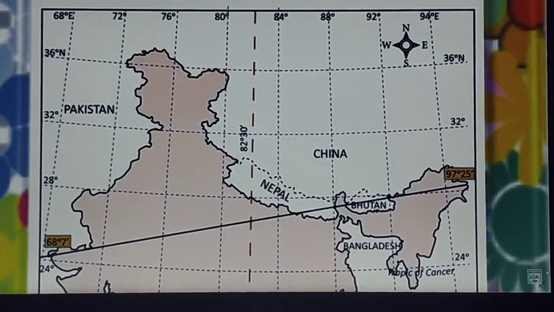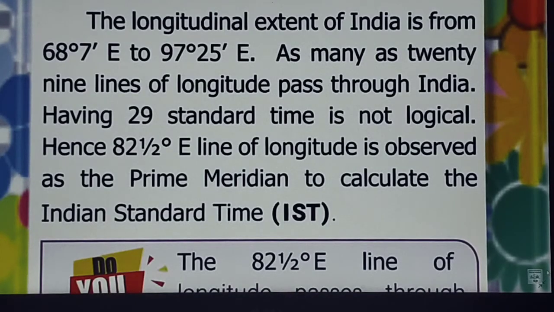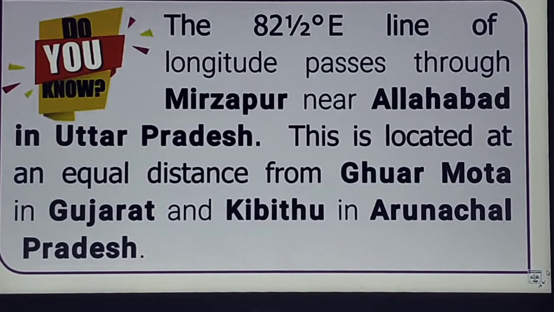Hence, the 82.5 degree east line of longitude is observed as the prime meridian to calculate the Indian Standard Time, IST. Do you know, the 82.5 degree east line of longitude passes through Mirzapur near Allahabad in Uttar Pradesh. This is located at an equal distance from Guhar Mota in Gujarat and Kibithu in Arunachal Pradesh.